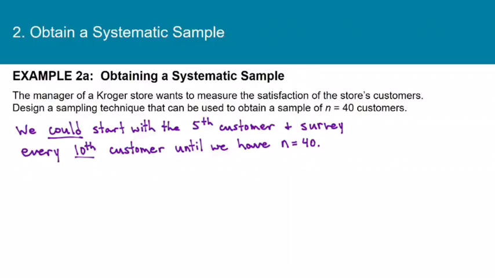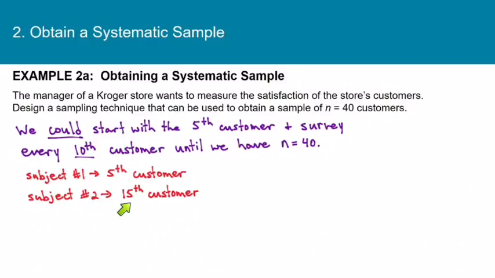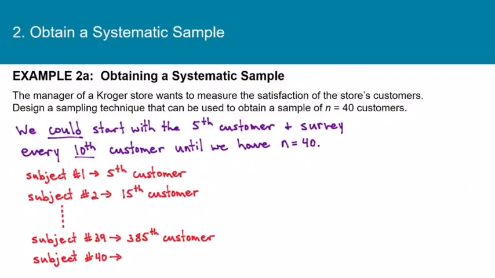our sample. Now if we do that, then the first person in our sample, subject number 1, will be the 5th customer, and then if we add 10 to that, subject number 2 will be the 15th customer, and then if we added 10 to that, the 3rd subject would be the 25th customer. And we could just keep going until we get down to the 39th subject, and that would be the 385th customer, and then the 40th subject would be the 395th customer.